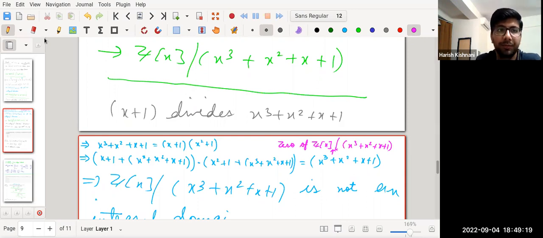As it is a 0, it is a 0. We can say you have two non-zero elements inside this ring whose product is 0. Thus, this is not going to be an integral domain. Okay.